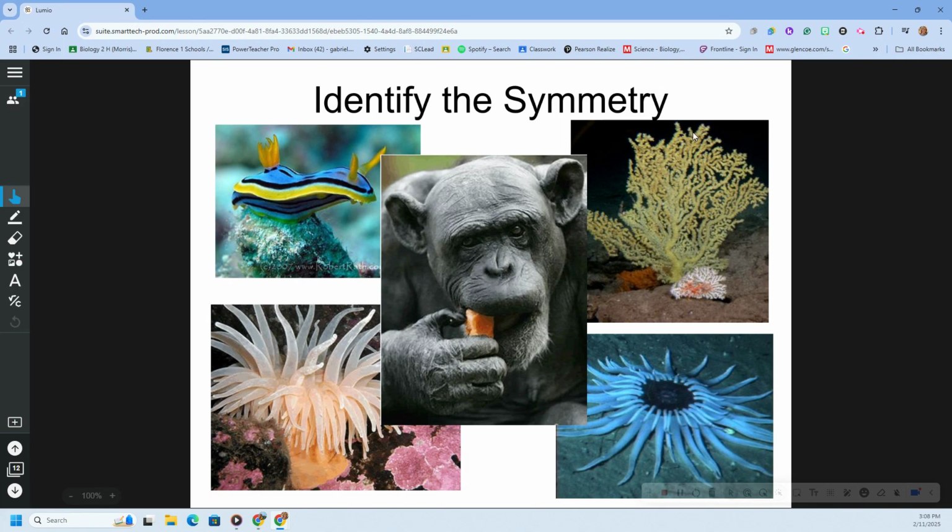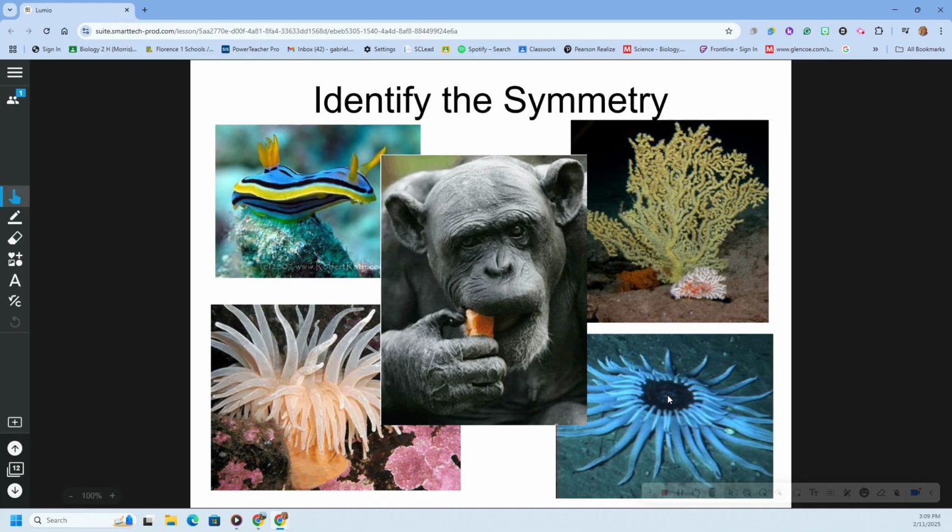Up here in the right hand corner, this is a sponge. There's no way you can draw a line and divide it into right and left halves, so it's asymmetrical. That A means not or without, so it is asymmetrical, no symmetry. These bottom two are anemones, and so you can particularly see on this blue anemone, there's different ways you can go across horizontally, down vertically, diagonally, and you're dividing that into right and left halves, kind of like a pizza.